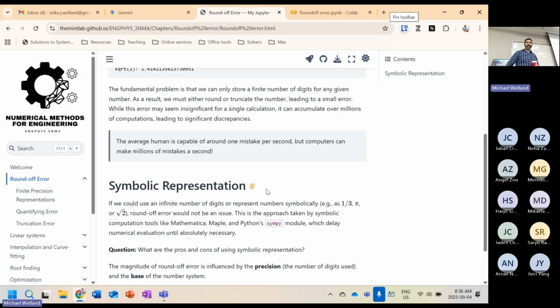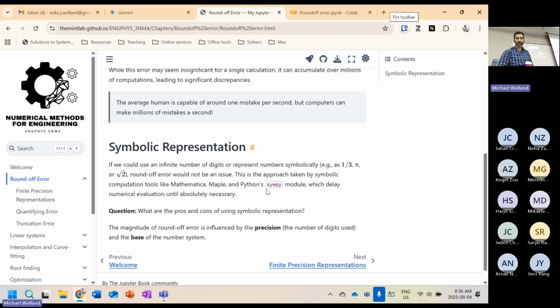Here's a great one that comes back to haunt me. The average human is capable of roughly 1 mistake a minute, 1 mistake a second, but computers can make billions of mistakes a second, which is fantastic. And now you have multi-core, high-performance computers. You can just make errors till the cows come home, no problem.